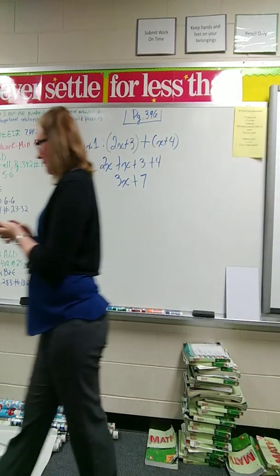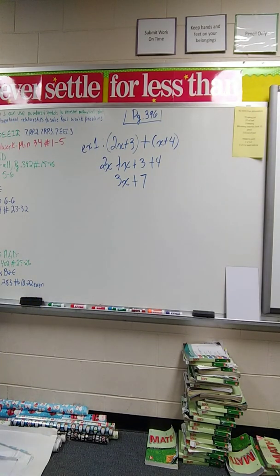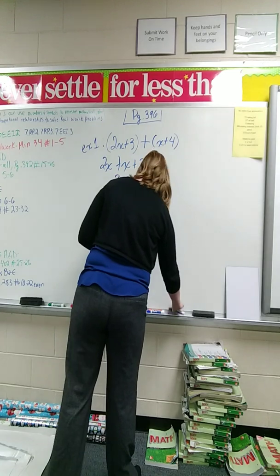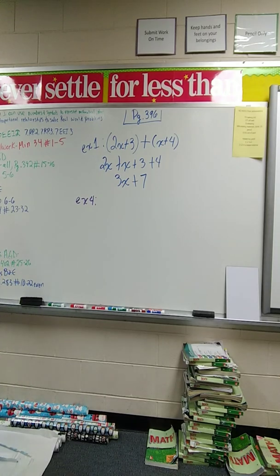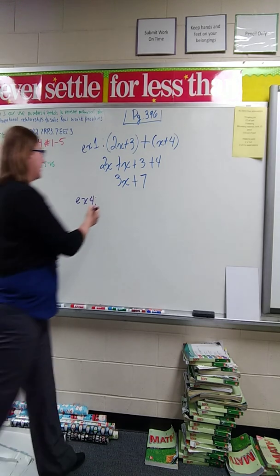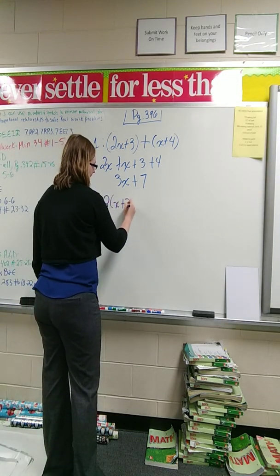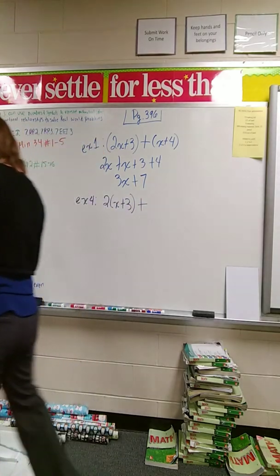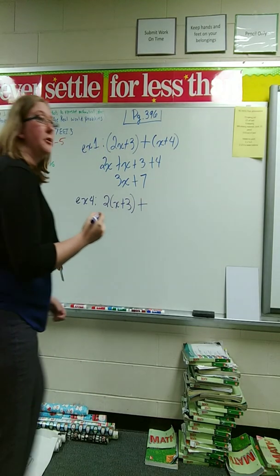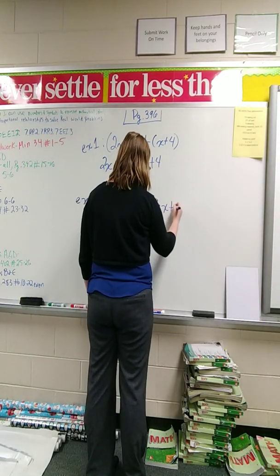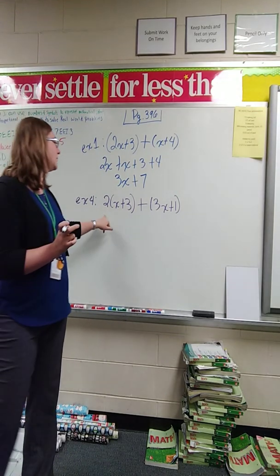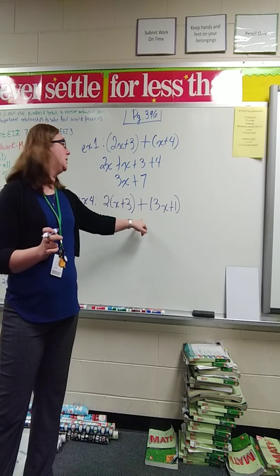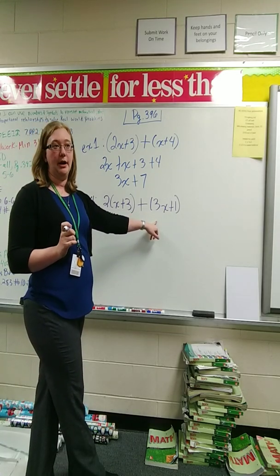Then let's jump ahead, and I would like for us to look at example 4. Example 4 says, now we need to find the solution to 2 times the quantity x plus 3 plus 3x plus 1. So I have 2 times the quantity x plus 3 plus 3x plus 1.